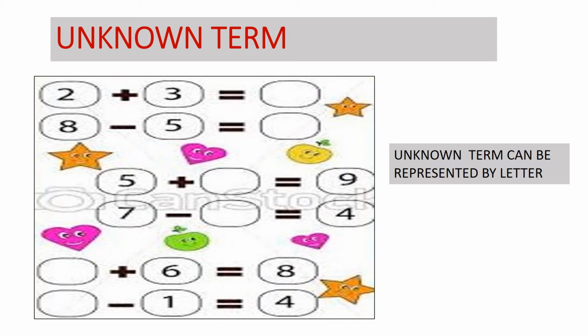Now, what are unknown terms? Here you can see some squares which are just empty. Now these empty squares are to be filled with some numbers. So these empty squares are unknown to us. We have to find the unknown value. So these unknown values can be denoted by some letters. These letters can be any letter of the English alphabet. Generally, we use X, Y, Z or A, B, C.